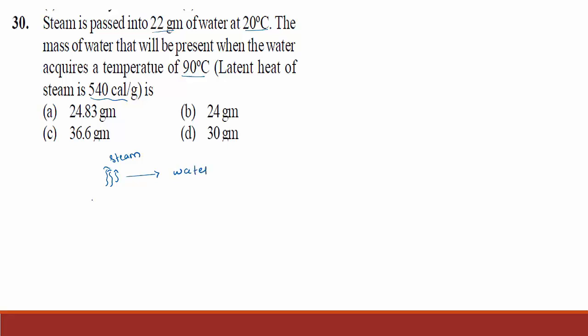So that means heat lost is equal to heat gain. Heat is lost by steam and it is gained by the water. Water's initial temperature is 20 degrees Celsius, and after absorbing this steam, its temperature increases to 90 degrees Celsius. Now we can say that heat is gained by water at 20 degrees Celsius to raise its temperature up to 90 degrees Celsius. We can use heat lost in equilibrium.